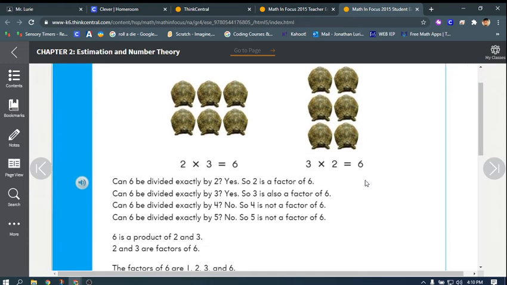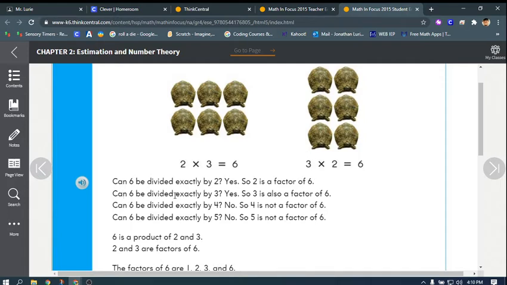All right, well, let's think about it in terms of this. Can 6 be divided exactly by 2? Yes, so 2 is a factor of 6. So 6 seashells. Can we make groups of 2? Here's 1 group of 2. Here's 2 groups of 2. Here's 3 groups of 2. So yeah, 6 can be divided by 2. Yes, so 2 is a factor of 6.